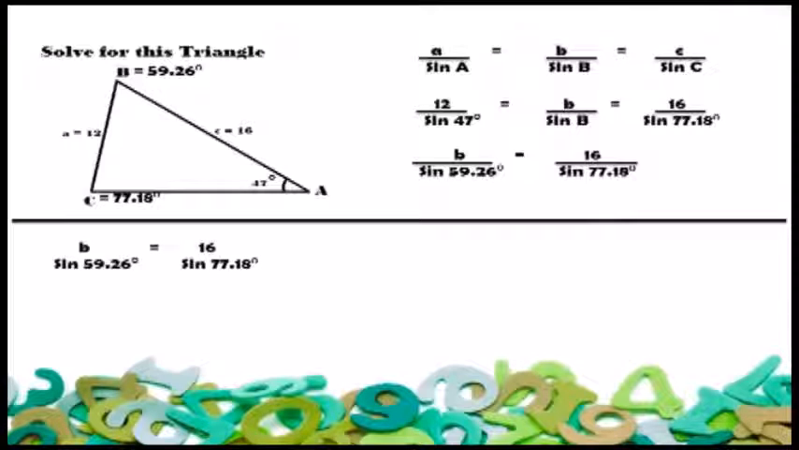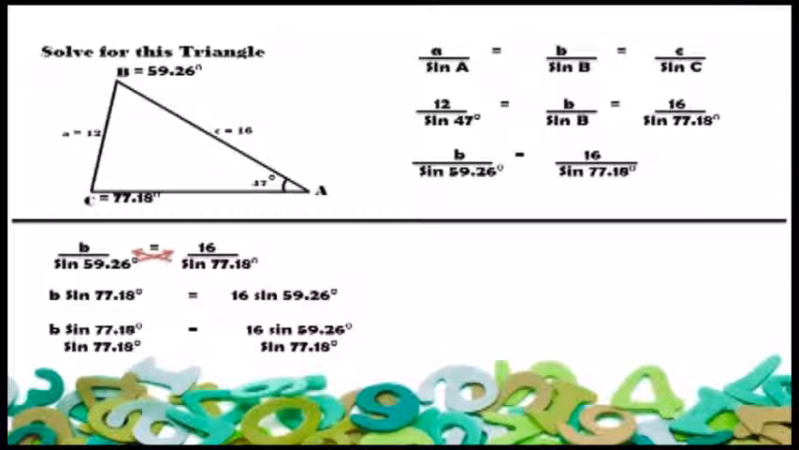Now again, simply cross multiply and we will get b sine 77.18 is equal to 16 sine 59.26. Divide both sides by sine 77.18 to get the value of side b. So our side b is equal to 16 sine 59.26 over sine 77.18, and our side b is equal to 14.10.